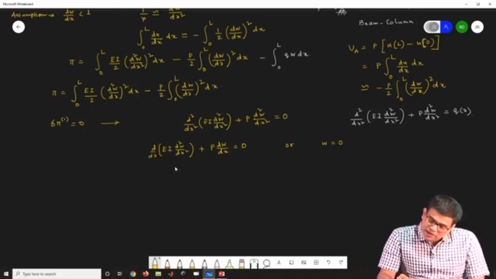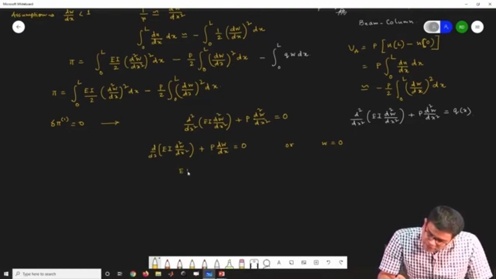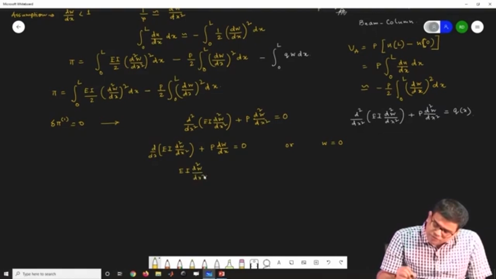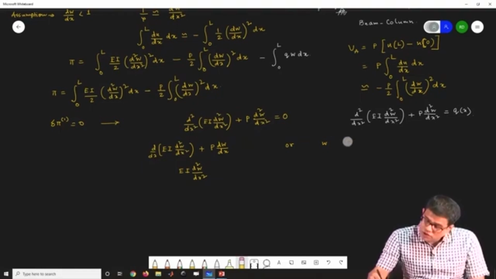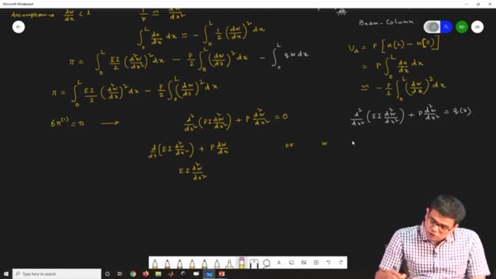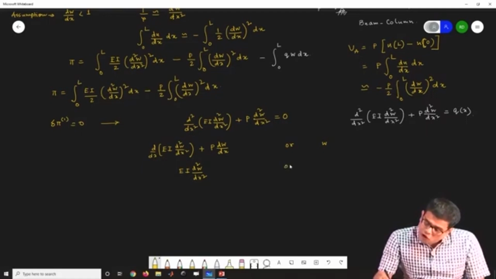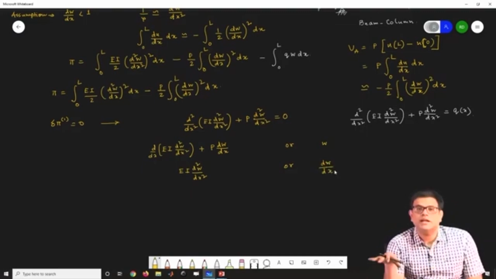Now another boundary condition is EI d2w by dx2. Let us not give this 0 right now because this is a general procedure. So either this has to be specified or this has to be specified: either the moment has to be specified, or the slope, that is dw/dx, has to be specified. So this is the standard theory.